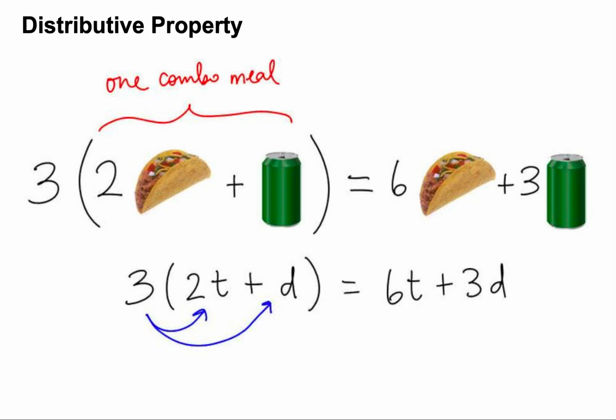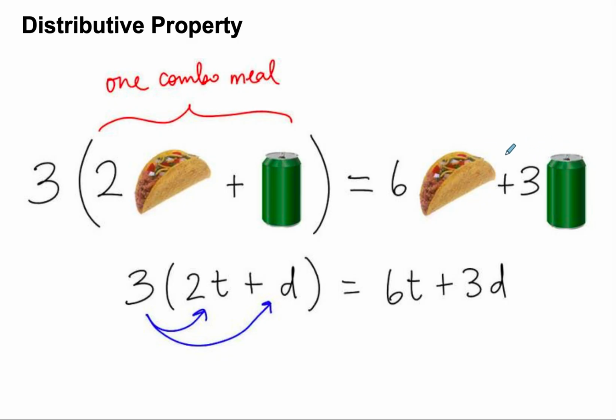All right, so distributive property. We can think about distributive property representing a dinner for my family of 3. So if I'm going to Taco Bell and I want to buy 3 combo meals, each combo meal has 2 tacos plus 1 drink. And I'm going to buy 1 for each of the 3 people in my family. So when I buy 3 of these combo meals, I end up coming home with 6 tacos and 3 drinks.